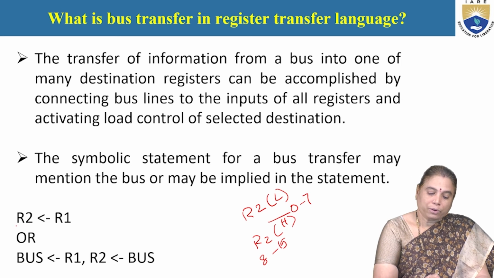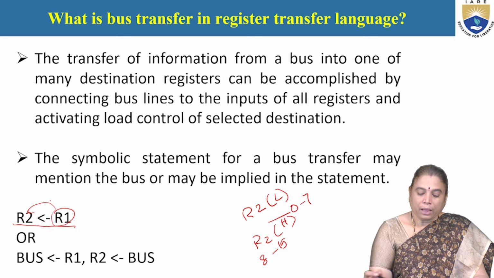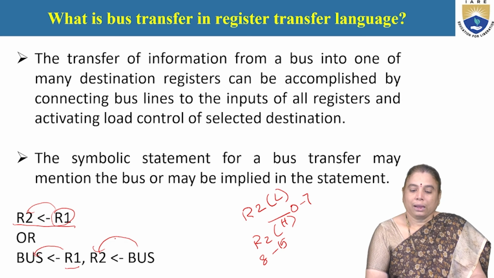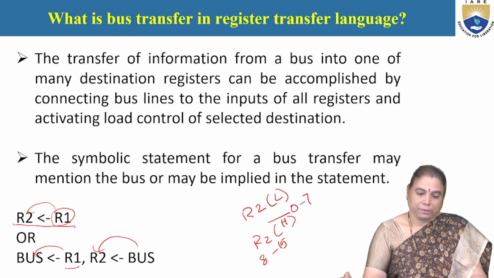So here, in this example, the value stored in the register R1 can be transmitted to R2. And in case a bus is involved for the data transfer, the value stored in the register R1 is transmitted to the system bus. The bus carried value can be transmitted to the register R2. Like this, the bus transfer can be denoted with the help of register transfer language.